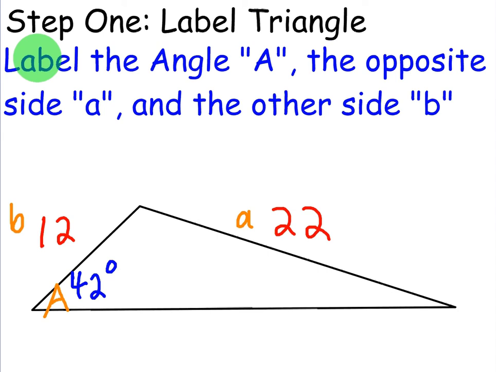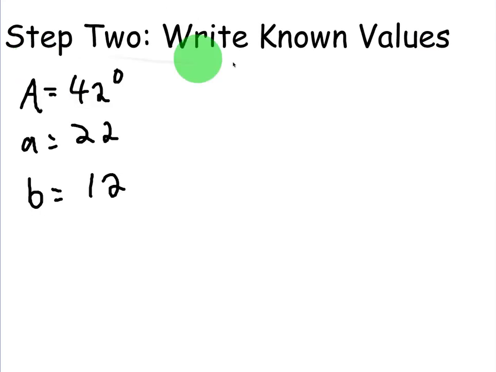All right. Step one, make sure you follow these steps. Label the angle A, the opposite side a, and the other side b, just for consistency's sake. So in other words, the angle they give you and the opposite side attached to it, in this case 22 is opposite 42, I'm going to call little a, and then whatever the other side is, call it little b. Okay. Obviously when we do that, we can see that this will be big B, this will be big C, little c.